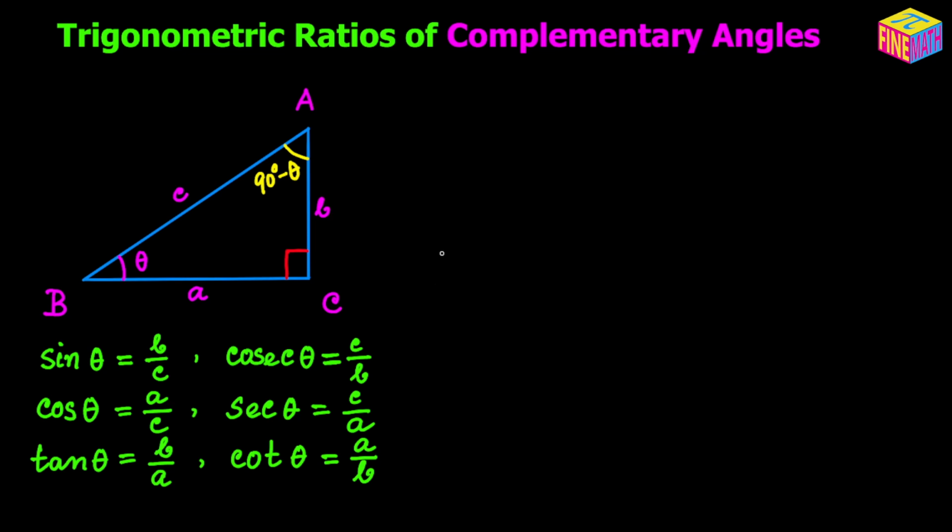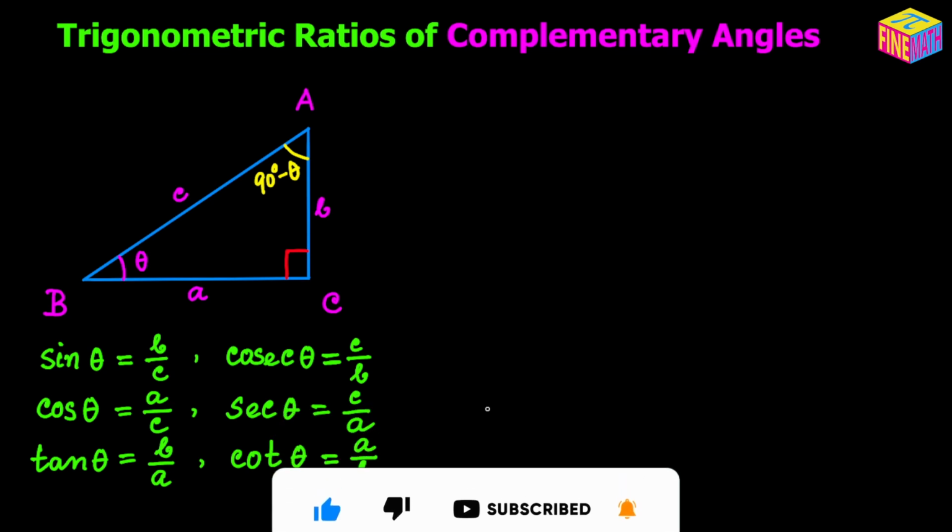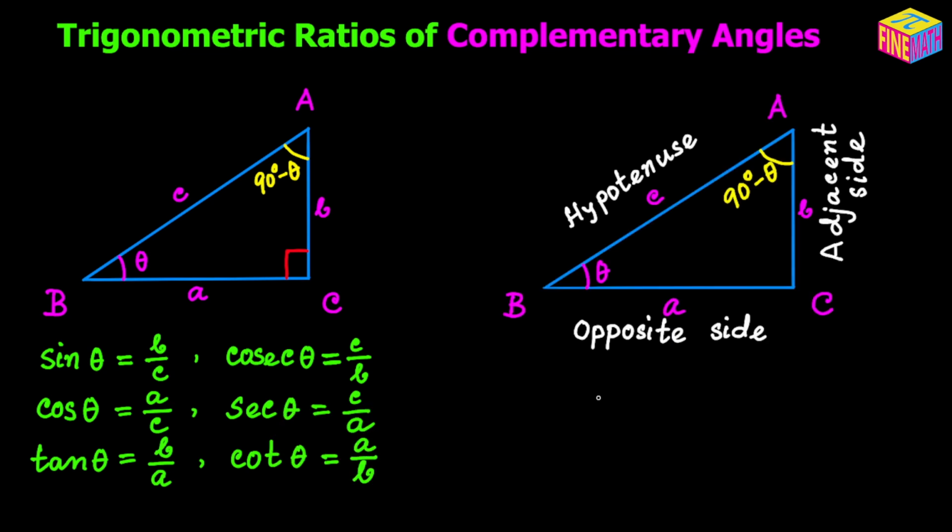Now we are going to see what the trigonometric ratios would be for 90 degree minus theta, for the angle A. So let me draw a new triangle which will look similar, and then we'll discuss the trigonometric ratios. In the second triangle, if angle B is theta, then angle A would be 90 degree minus theta. Now we are going to find the trigonometric ratios for the angle A, which is 90 degree minus theta. So what would be the sine of that angle?